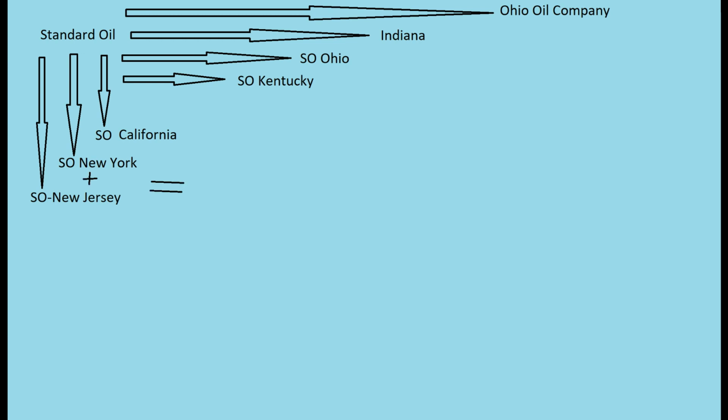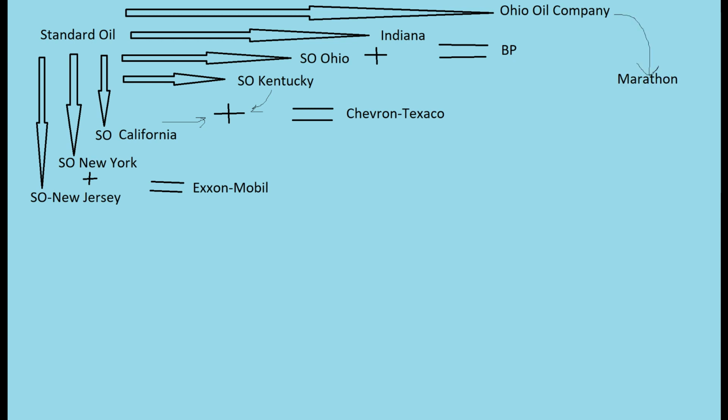Well, Standard Oil of New Jersey and Standard Oil of New York went on to become Exxon and Mobil, and then merged into ExxonMobil in 1999. Standard Oil of California would become Chevron and acquire Standard Oil of Kentucky in 1960, and then would go on to merge with yet another firm to become ChevronTexaco. Standard Oil of Ohio and Standard Oil of Indiana would go on to merge together and become British Petroleum, and the Ohio Oil Company would go on to become Marathon Oil.